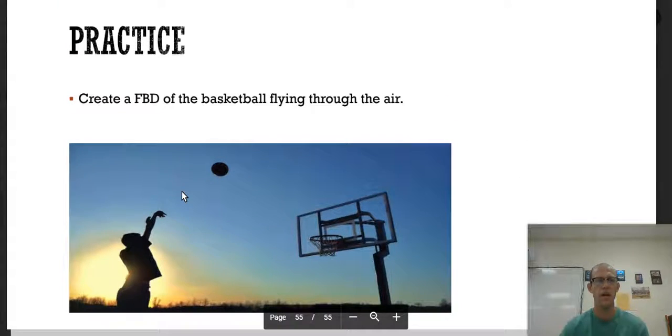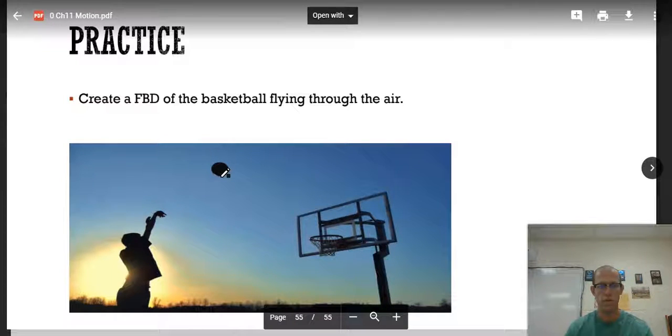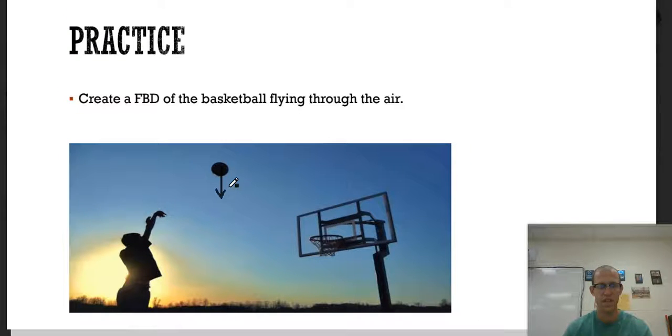All right. Create a free body diagram of the basketball flying through the air. So the basketball has the force due to gravity. It's not touching a surface, so there is no normal force pointing up. The person actually threw the ball, so there was an applied force, but that was then. That's not now. Now there is no applied force. It's just going on its path that it was set on. We could talk about air resistance if we wanted to, but in this case, since it doesn't have a very big surface area, we're going to neglect air resistance.